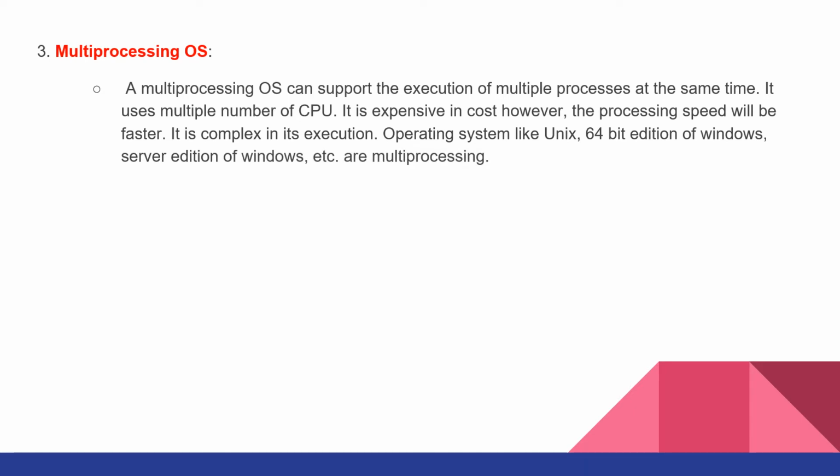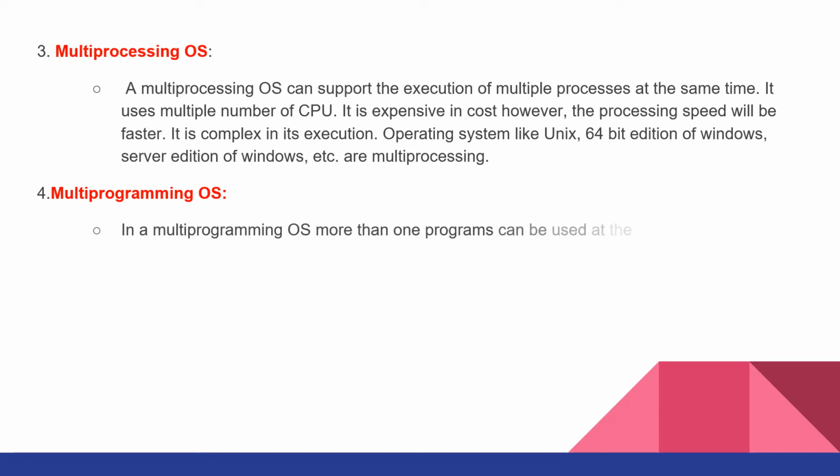are multiprocessing. The next type we are going to talk about is multi-programming OS. In a multi-programming OS, more than one program can be used at the same time. It may or may not be multiprocessing. In a single CPU system, multiple programs are executed one after another by dividing the CPU into small slices.